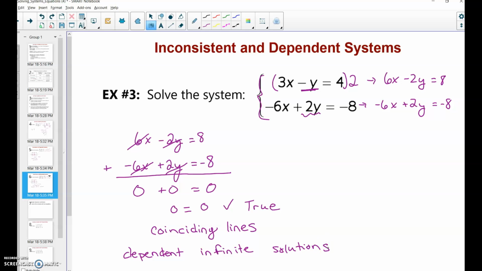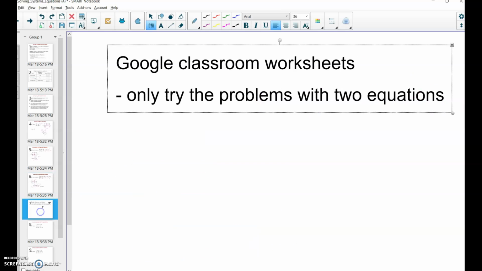Okay, so that's all that we're doing for this lesson right now, just practicing solving systems with 2 equations. Try and focus on whatever variable doesn't have a number in front of it or has a number of 1. Multiply, then add them together.